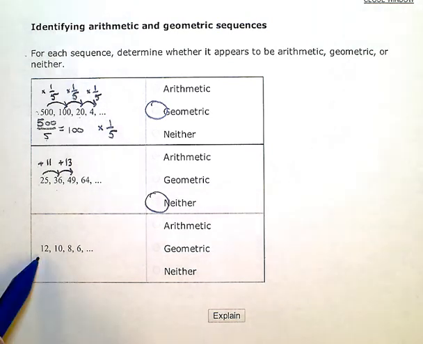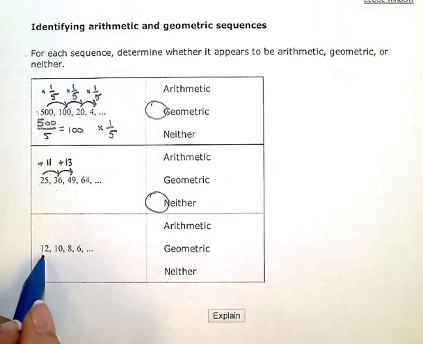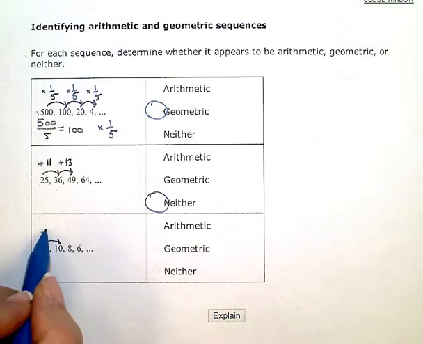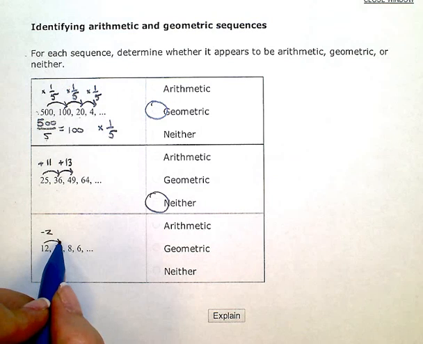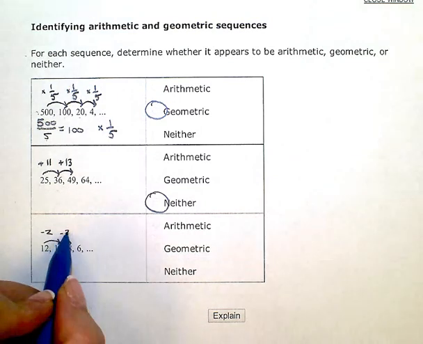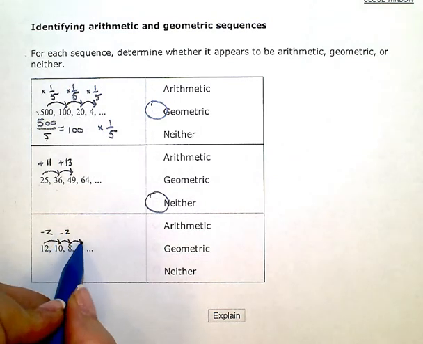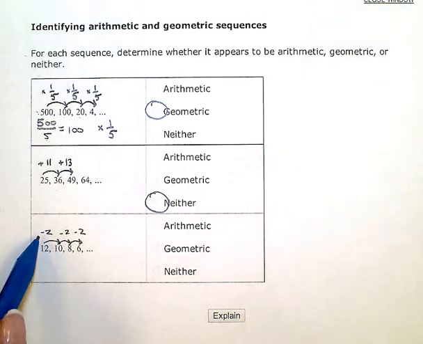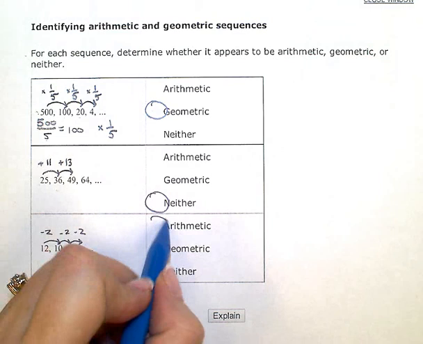Now the last one here, I am subtracting. Let's see, to get from 12 to 10, I could subtract 2. And to get from 10 to 8, I could subtract 2. And this pattern seems to be holding. Subtract 2 every time, and since it's addition or subtraction, this one is arithmetic.